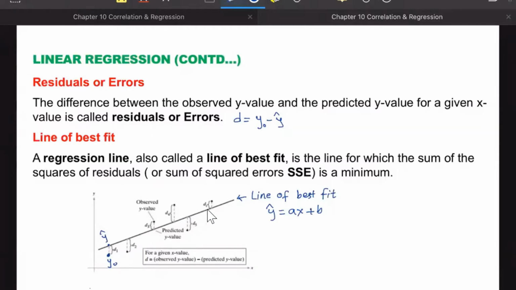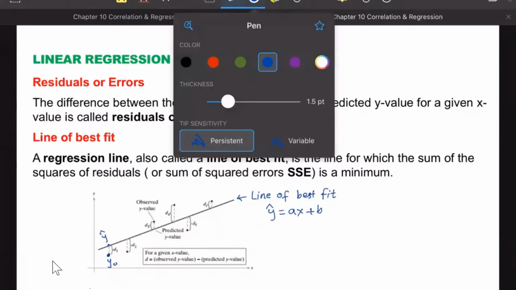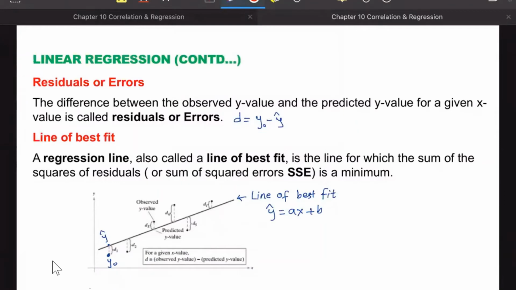Fifth is d5, d6, and it depends on how many points there are. If we square them and add, say, the first distance squared, plus the second distance squared, plus the third distance squared, plus the fourth distance squared, and continue like this for all the points, say there are n points, n can be 5, n can be 7, n can be 12.